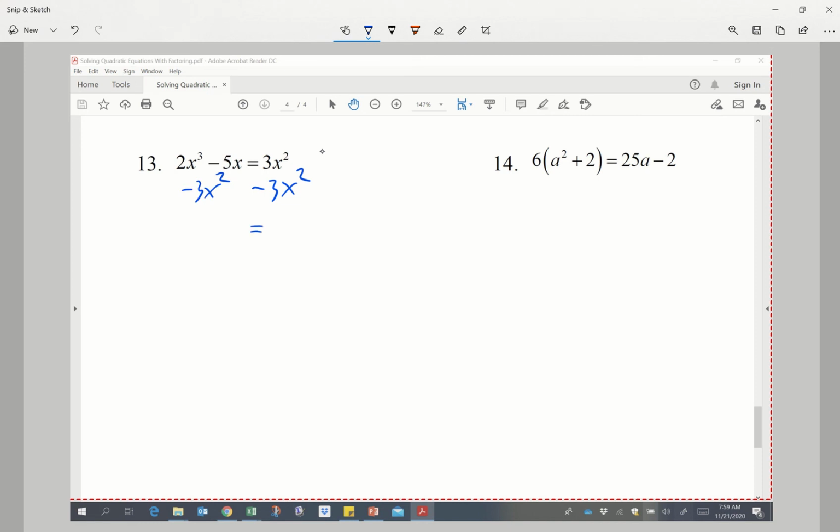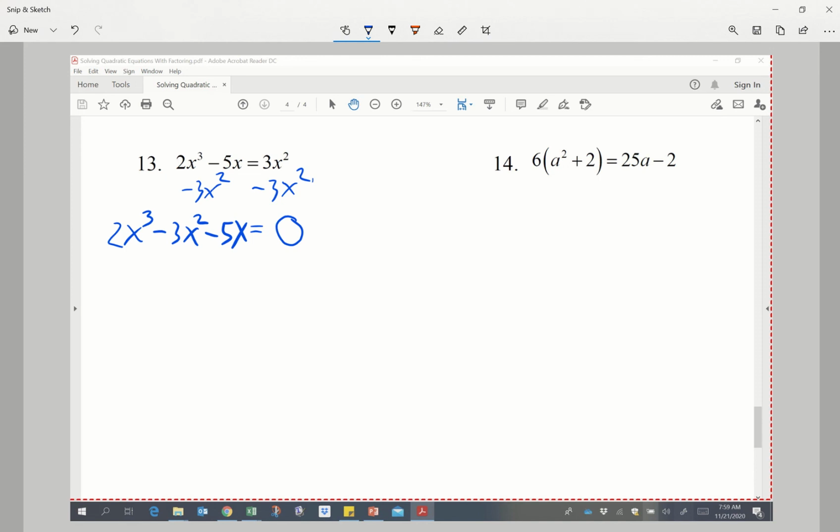On the right hand side, 3x squared minus 3x squared cancels, so that gives us 0. On the left hand side, we're going to have three terms: an x cubed term, an x squared term, and then an x to the first power term. Notice that they're not like terms, so we can't combine them, but we can write them in standard form. The highest power goes first, so I write the x cubed term first, then my x squared term next, and then lastly the linear term, which is the negative 5x term.